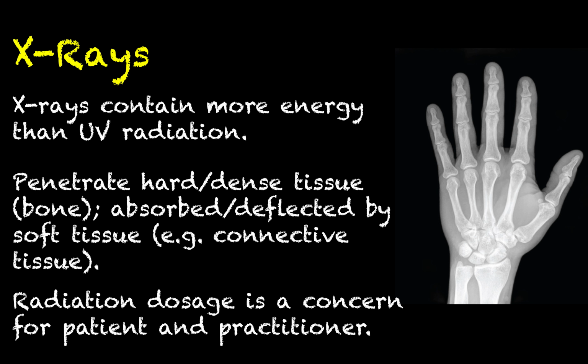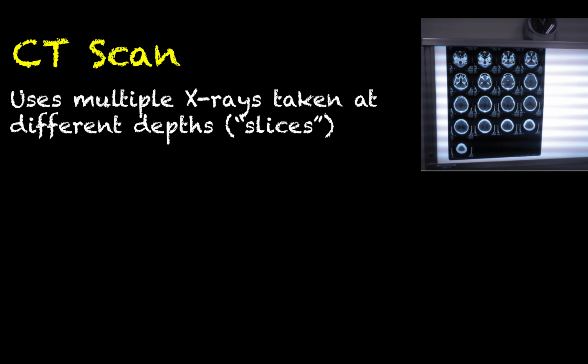But as we said, radiation dosage is a major concern for both the patient and the practitioner, which is why you will often see both the patient and the practitioner being shielded by some type of lead apron or something like that to protect the more sensitive parts of the body, especially the gamete-producing cells in the ovaries or testes, depending on whether you're a woman or man.